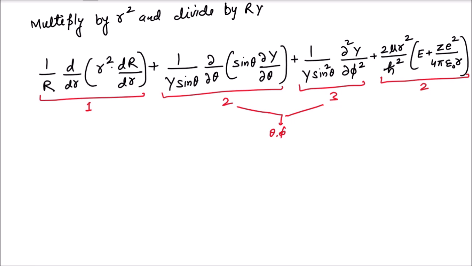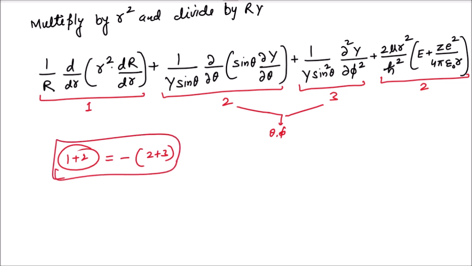So they can only balance each other for all points in space if the radial and angular terms are the same constant but with the opposite sign, because the total sum is 0, right? So that means the first and second term is equal to minus of the second plus third term, then the total sum is 0. They can only balance each other for all points in space if the radial and angular terms are the same constant but with opposite sign, right?